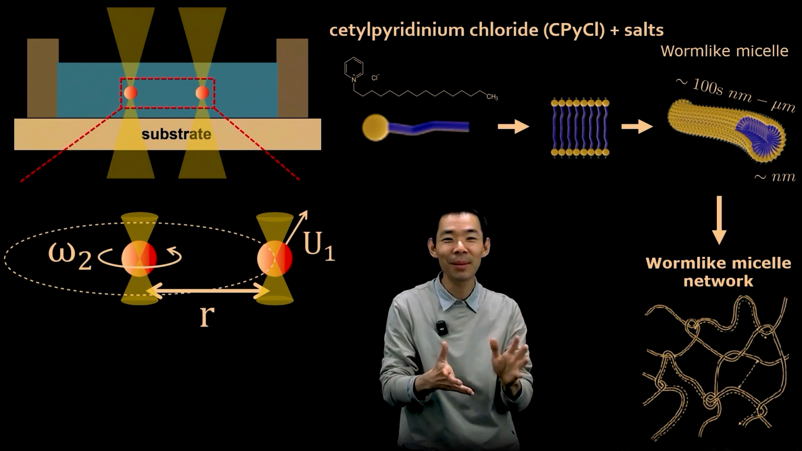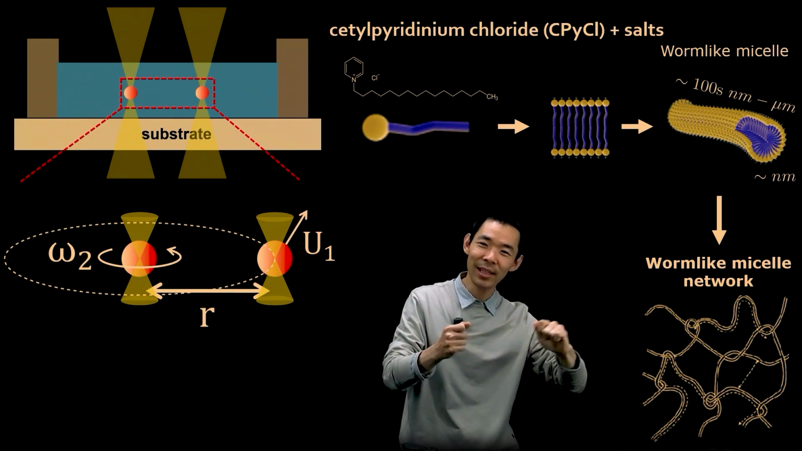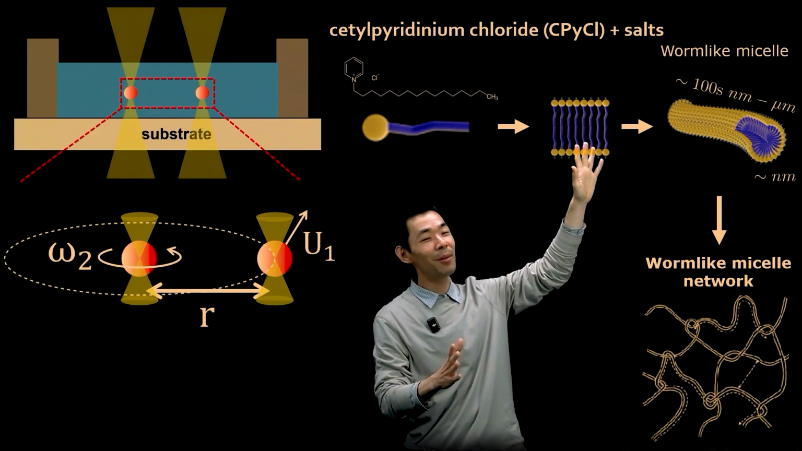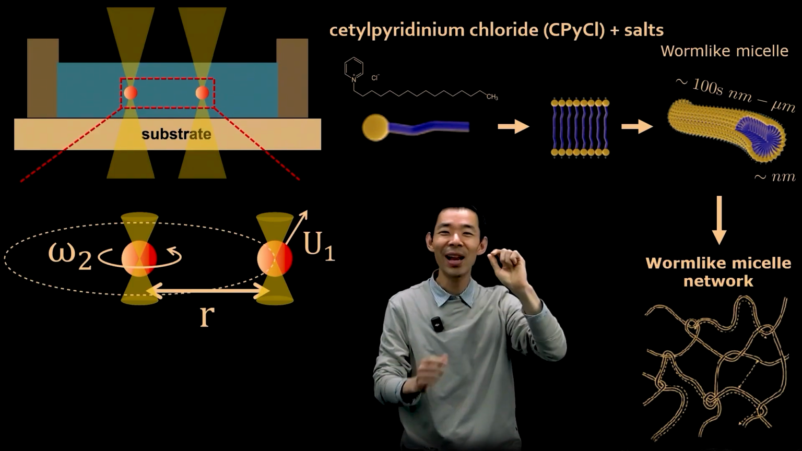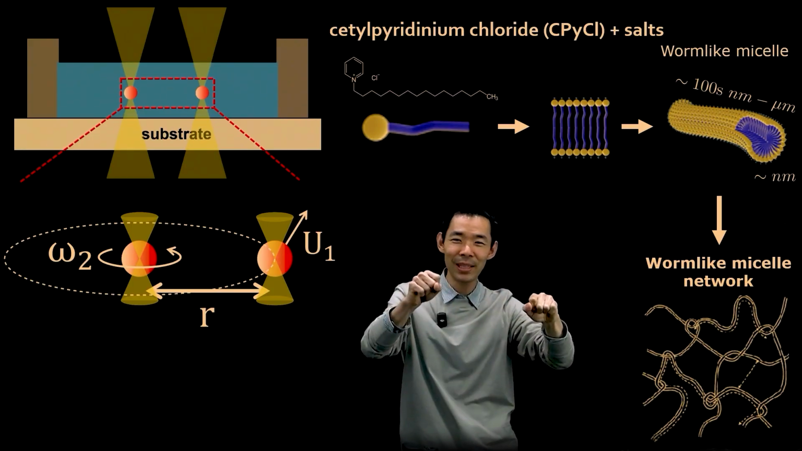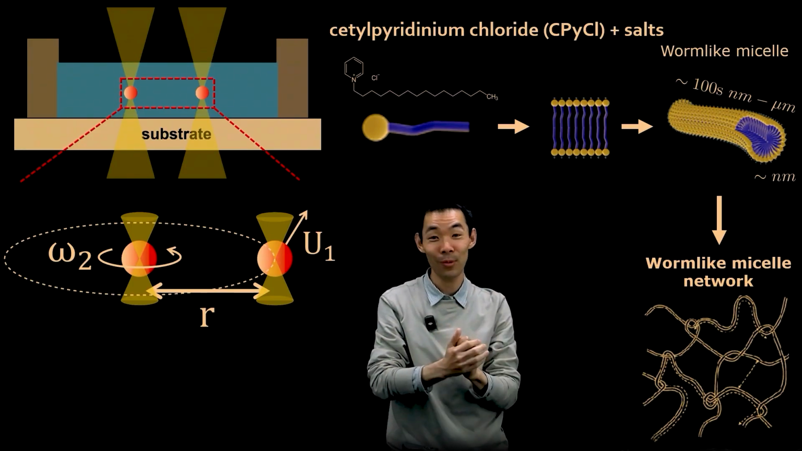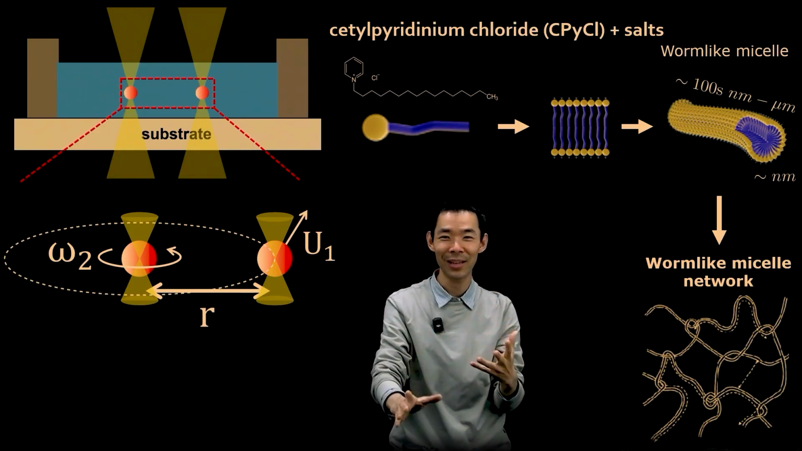It's somewhat similar to a normal viscoelastic polymer that can form entanglements and reptation, except this polymer is made up of small little surfactant molecules, so it's very floppy and flimsy. They can break, undergo fission, they can undergo reptation and entanglements as well. So all those processes are happening together.